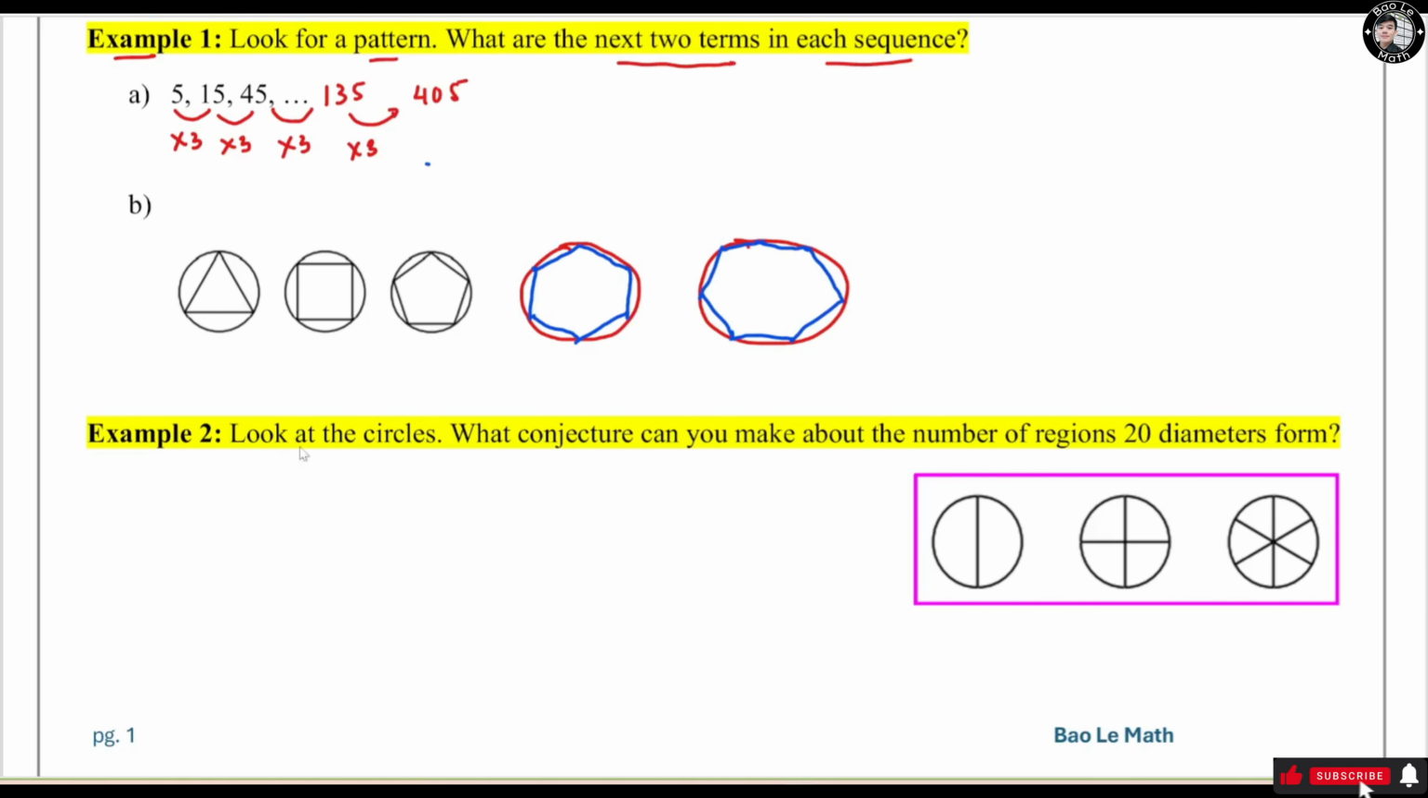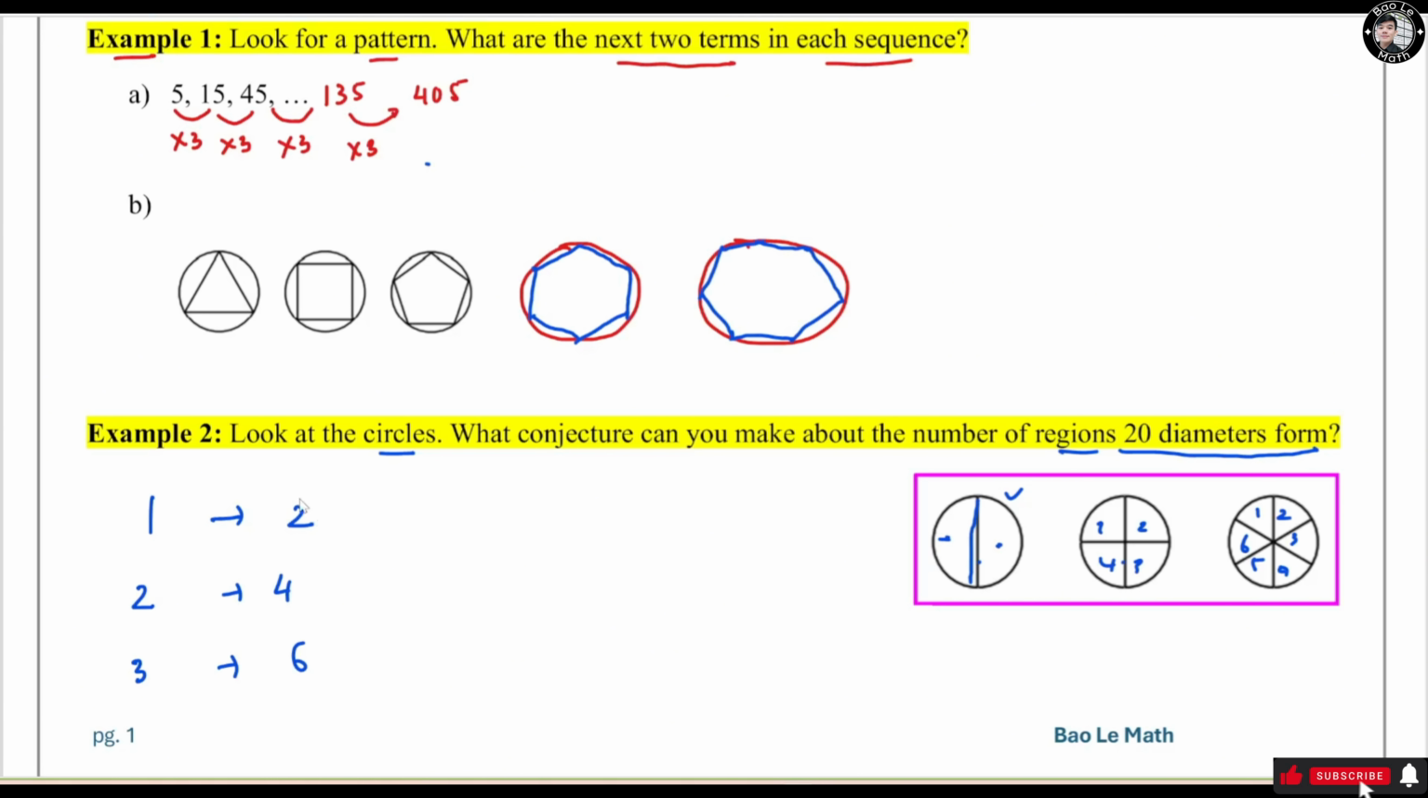Now, example number 2. Look at the circles. What conjecture can you make about the number of regions 20 diameters form? Alright, so look at the first circle right here. We see that one diameter forms 2 regions, right? The second one, 2 diameters form 4 regions, right? 1, 2, 3, and 4. And this one, 3 diameters form 6 regions, right? 1, 2, 3, 4, 5, 6, right?